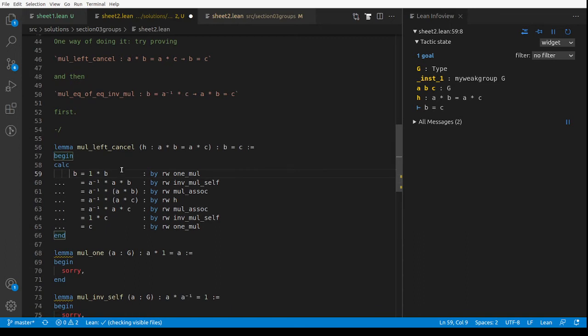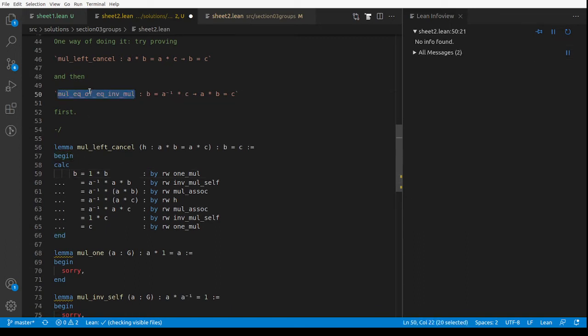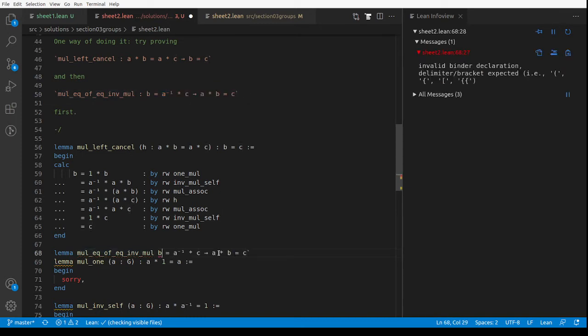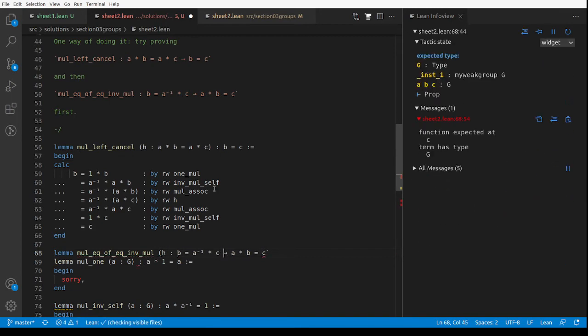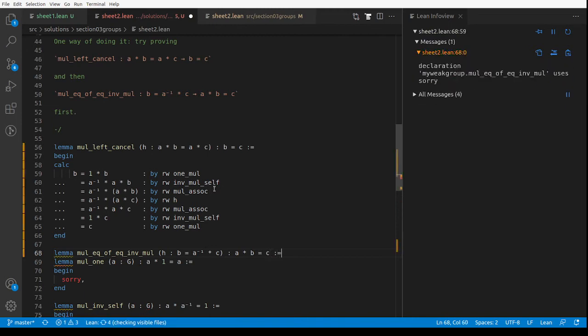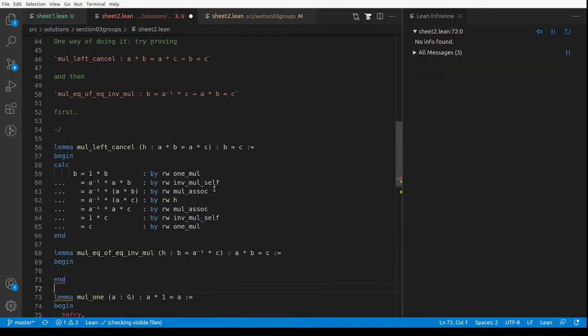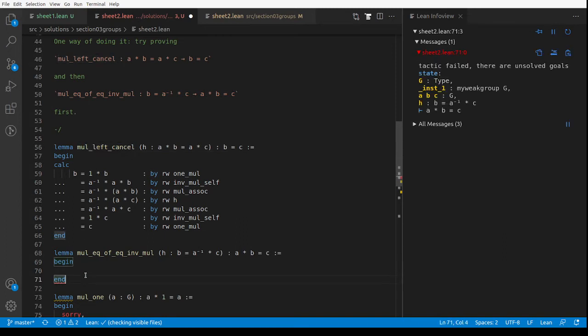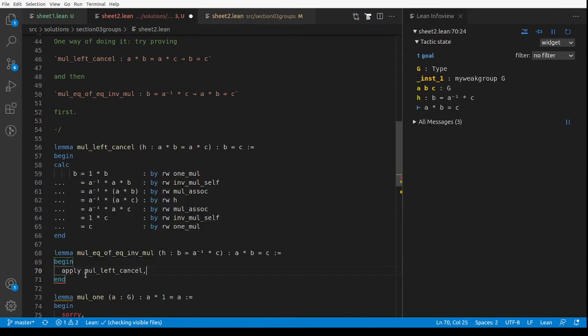There's mul left cancel, and now the second hint I give you is to prove mul left cancel of eq inv mul. So lemma this, and it's supposed to say this. So we've got our hypothesis that B equals A inverse times C, and we want to deduce A times B is C. And of course the point is we're going to use mul left cancel. So we could apply mul left cancel, and let's just see what we've got.